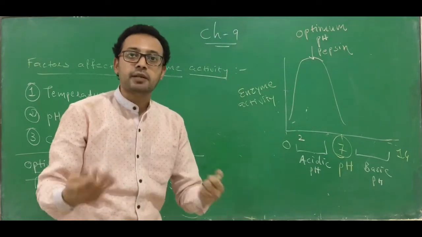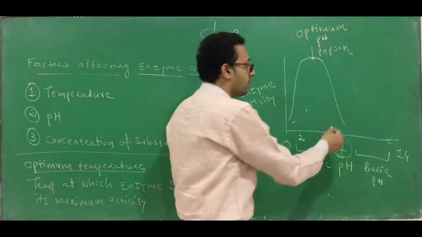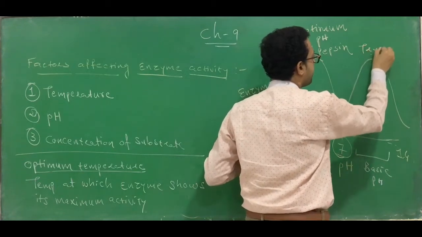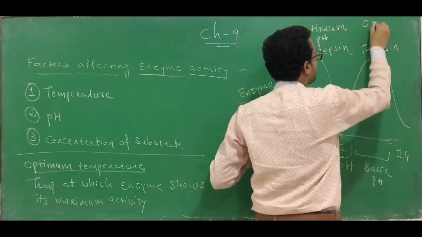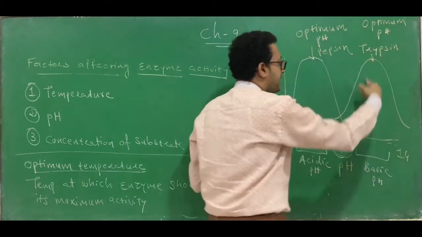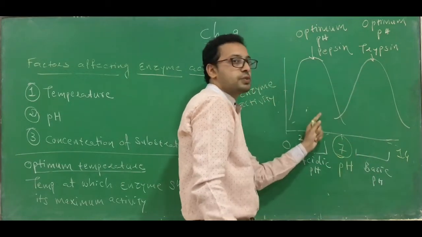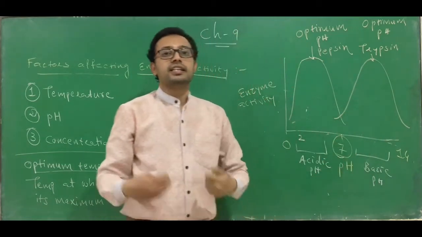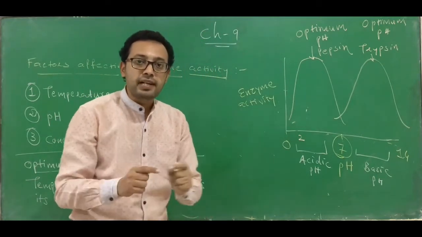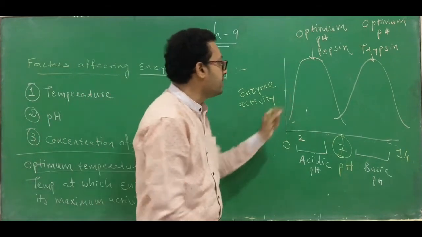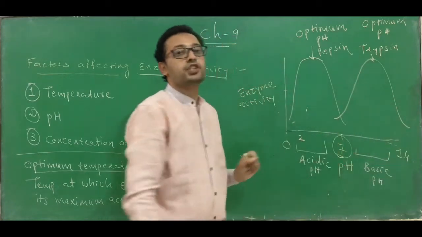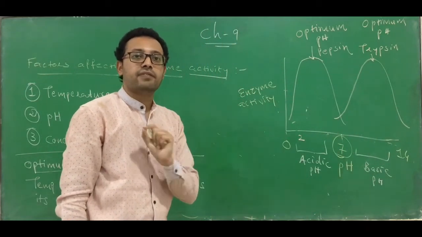Similarly, I have also told you that some enzymes are active at basic pH. For an example, take trypsin. Instead of pepsin, we are taking trypsin. So this is the optimum pH of trypsin, at which it shows the maximum activity. Below this pH and above this pH, the enzymatic activity decreases. So similarly like temperature, the graph for pepsin is bell shaped, and for trypsin also bell shaped. So here also a bell shaped graph is obtained.